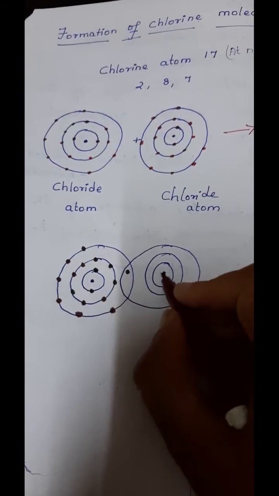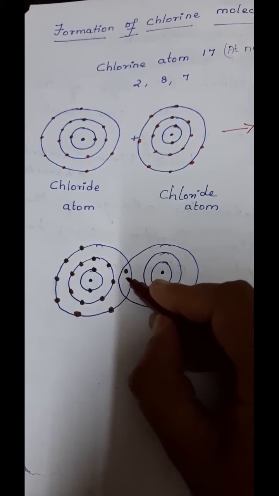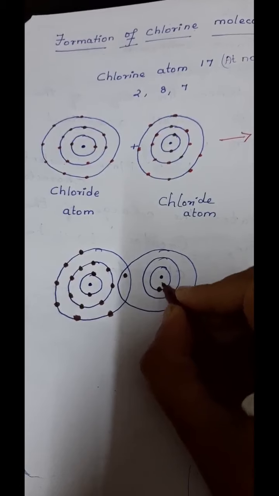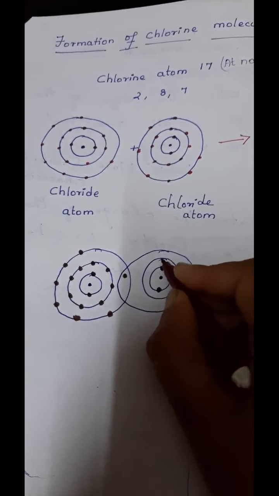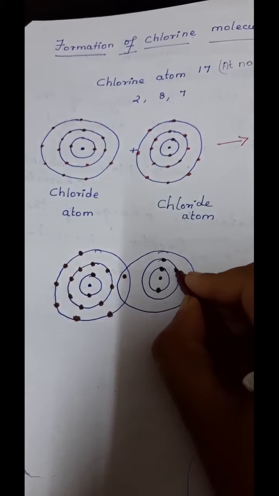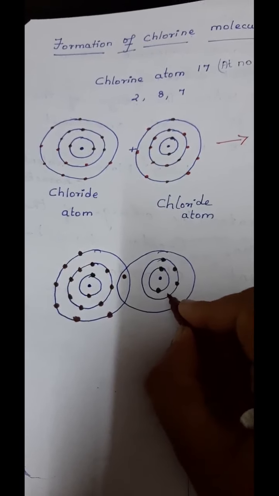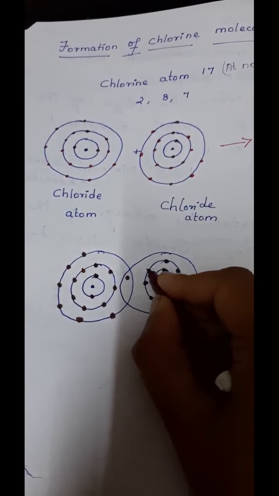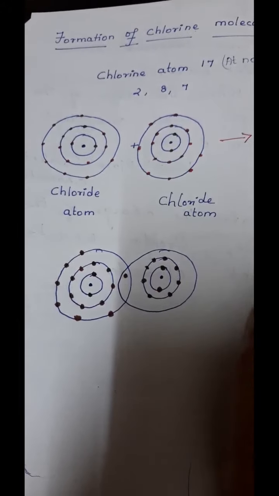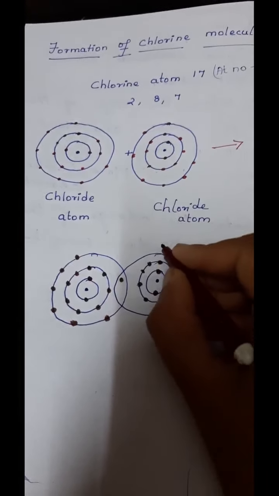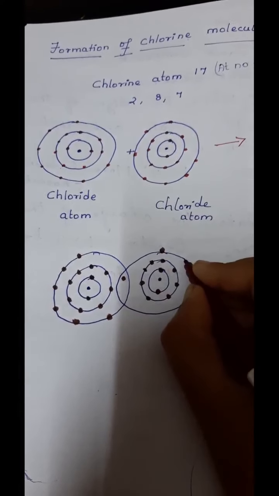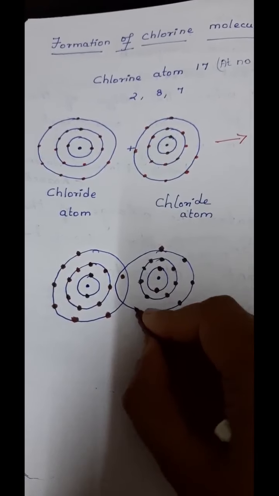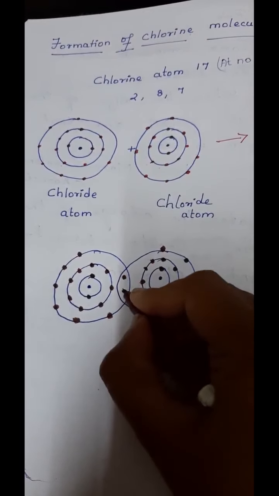Next, similarly. This falls under the first chlorine atom. For the second chlorine atom, the first shell will be having 2 electrons. Second shell will be having 8: 1, 2, 3, 4, 5, 6, 7, 8. And third shell will be having 7. So we put only 6, and put 1 inside for sharing: 1, 2, 3, 4, 5, 6 and the 7th one will be over here.